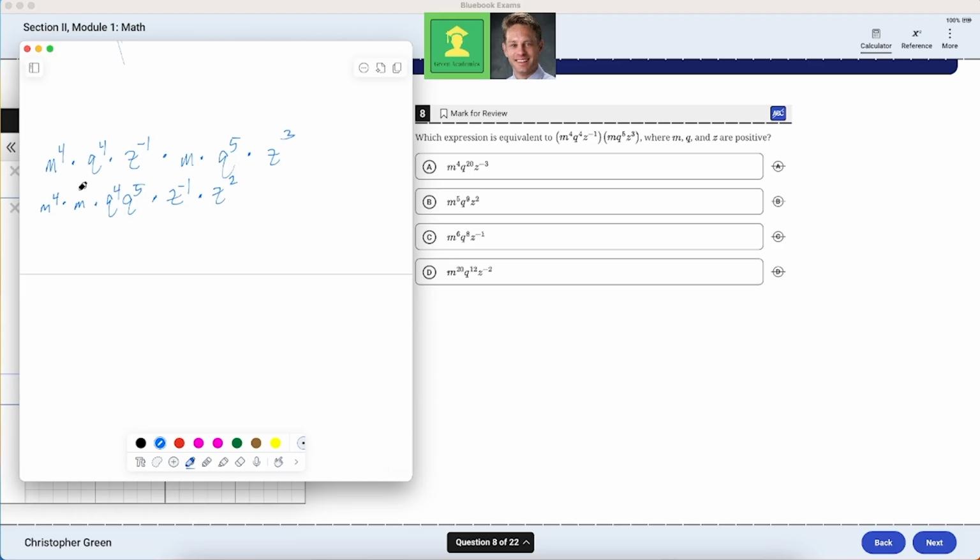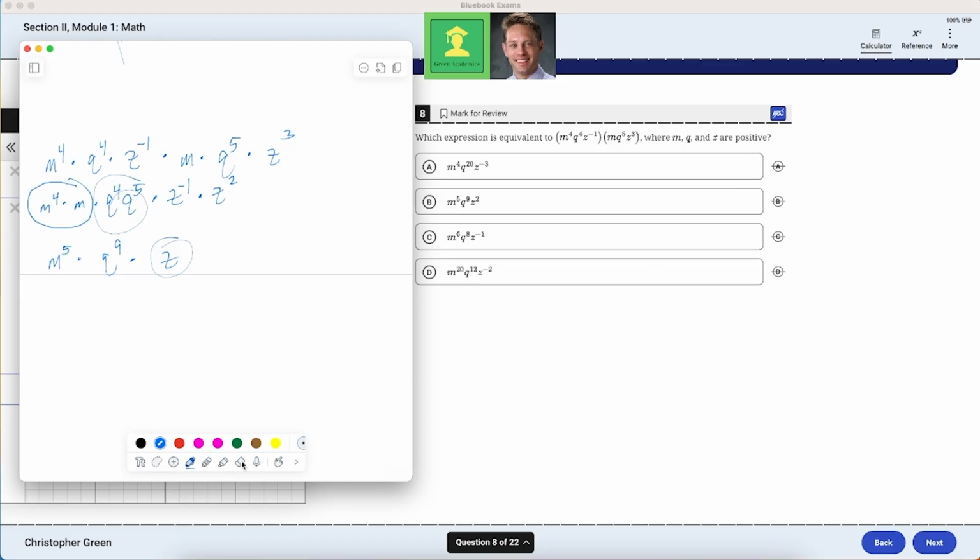And then in any situation where you have a base to a power and a base to another power, you add the powers. This becomes m to the 5, and then q to the 9, and z to the 1.